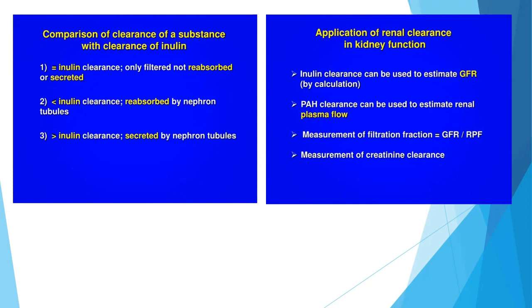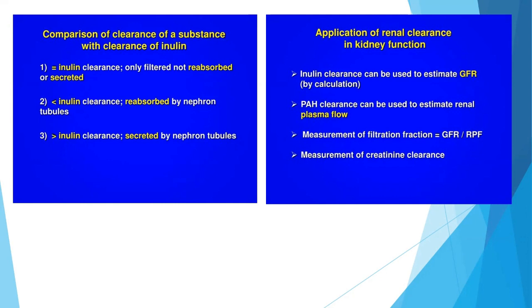So for example, if there is any substance A, and the clearance of substance A equals the inulin clearance, it means that the substance is only filtered, it is not reabsorbed, it is not secreted. If the clearance of the substance is less than inulin clearance, this means that the substance is being reabsorbed. And if the clearance of the substance is more than inulin clearance, it means the substance is secreted by nephron tubules.